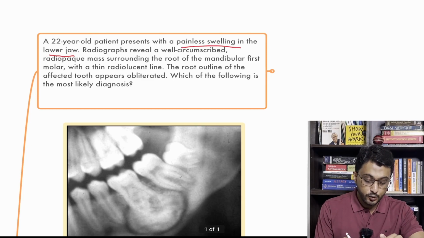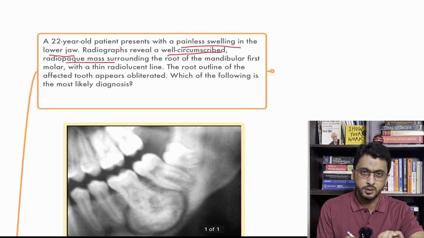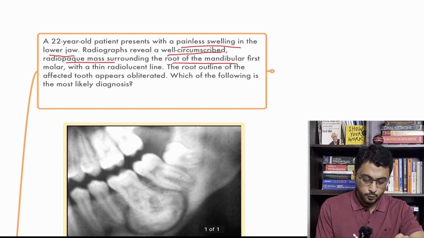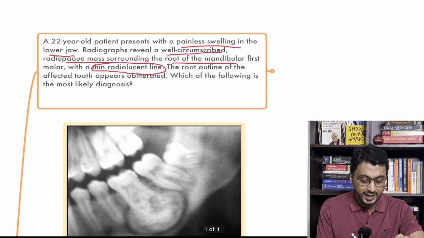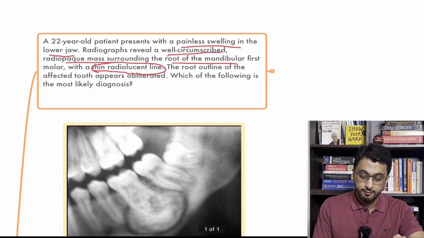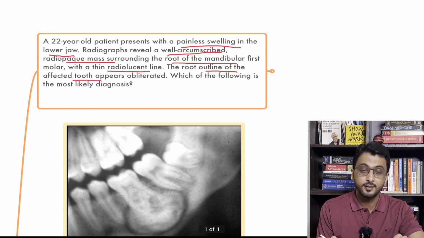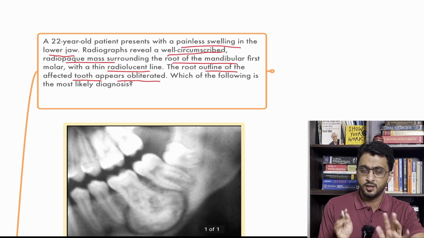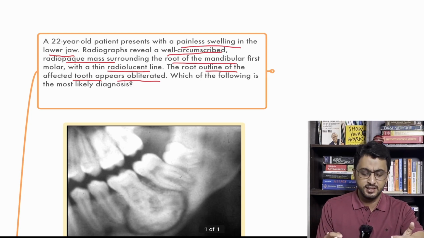Wait. Radiographs revealed a well circumscribed radiopaque mass, again a vague thing, surrounding the root of the mandibular first molar. So still you are not able to identify the key point. Everything, mandibular first molar, lots of lesions are there. Now with a thin radiolucent line, this is going to be the key point. With a thin radiolucent line out there, the root outline is affected. The root outline of the tooth appears to be obliterated. Have you seen these two things in many lesions? If you have learned carefully, you might not have seen them in many lesions. So these are two very important key points.